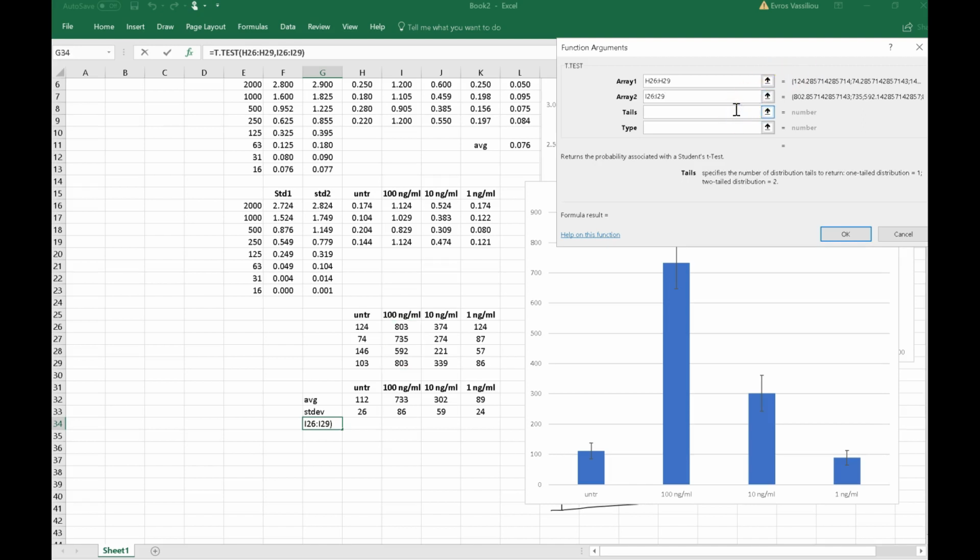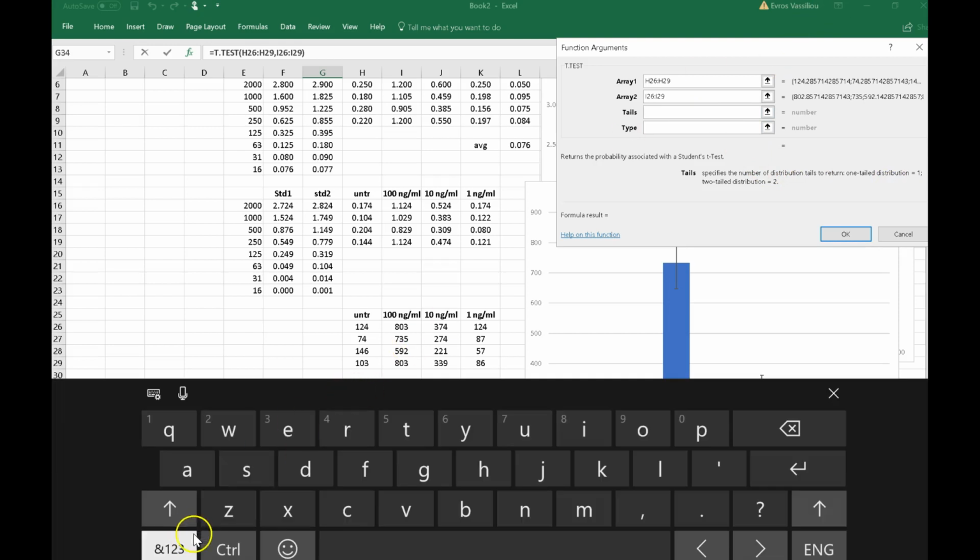Now it's asking me for the tails. If you know which way the drug is supposed to push, meaning, is it supposed to make more TNF-alpha? If you do know ahead of time, in that case, your tail distribution would be 1. Assuming we don't know, maybe I give them the drug and they make even less TNF-alpha. So if I don't know which way it's going, in that case, I would just put 2.